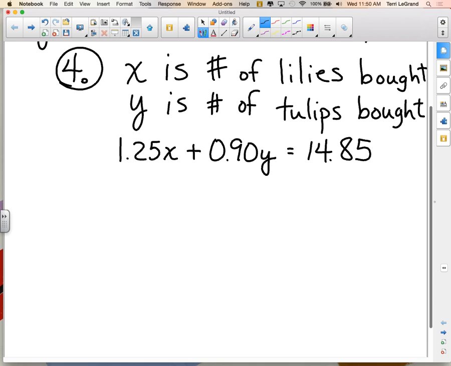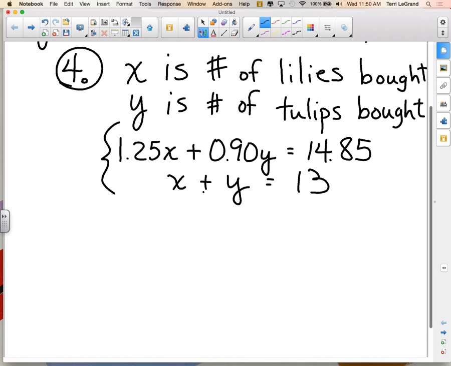Okay, the other one. Noah? X plus Y equals 13. Okay, here's what this one tells me. The number of lilies bought plus the number of tulips bought, add those together, there were 13 flowers bought. Is that true? Okay, then we have our system. There's our system of equations.